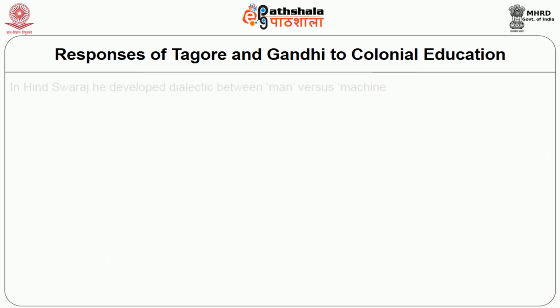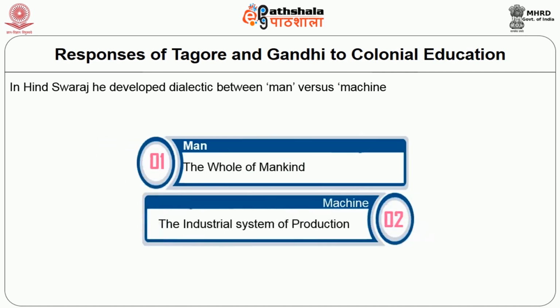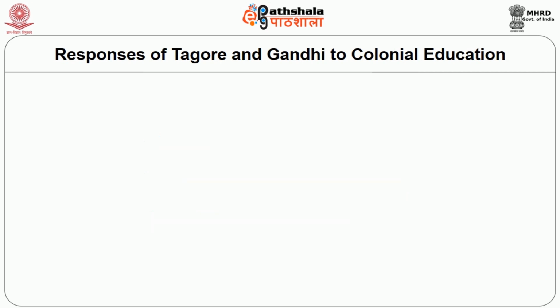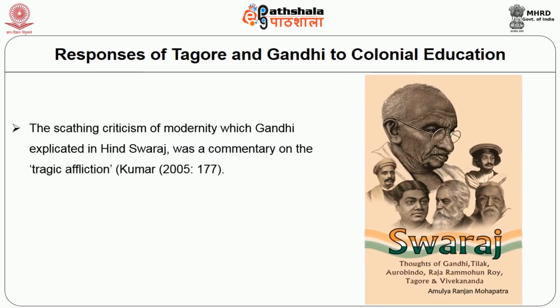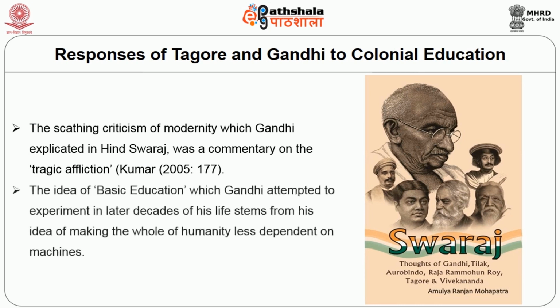In Hind Swaraj, he developed a dialectic between man versus machine. Here man represented the whole of mankind and the machine represented the industrial system of production. The scathing criticism of modernity, which Gandhi explicated in Hind Swaraj, was a commentary on the tragic affliction. The idea of basic education, which Gandhi attempted to experiment in later decades of his life, stems from his idea of making the whole of humanity less dependent on machines.